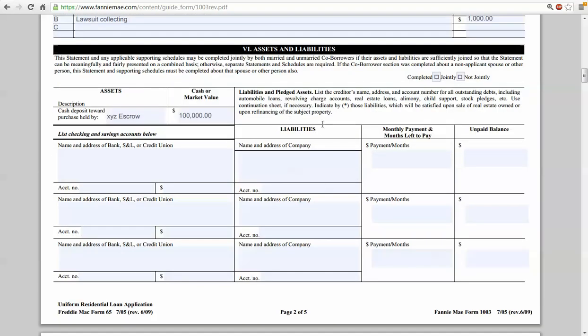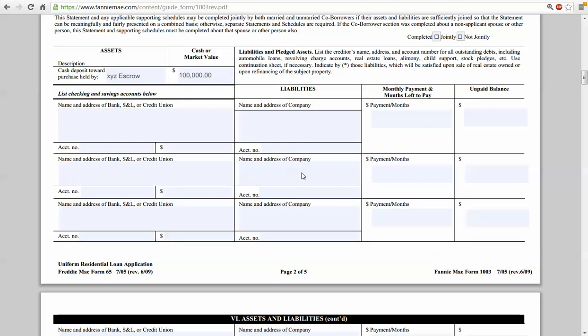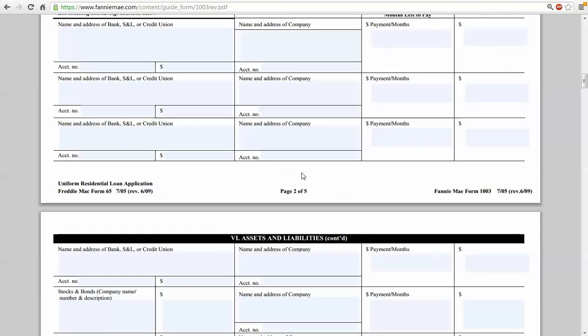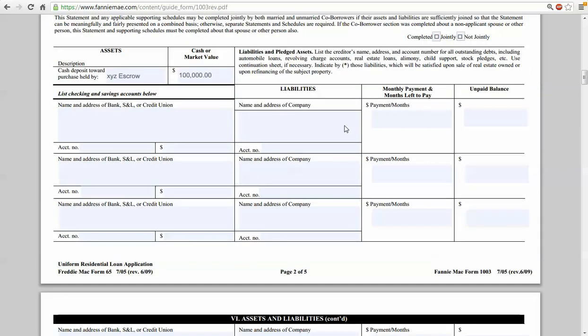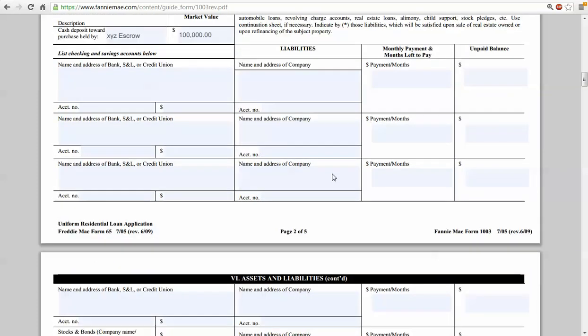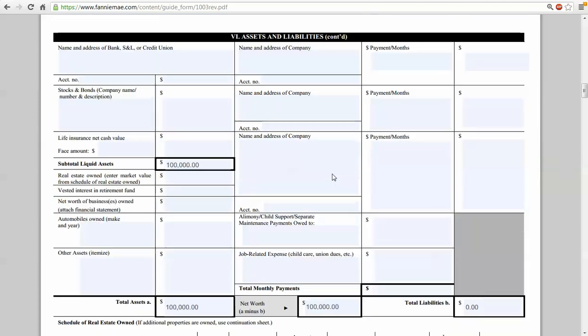This is all of your liabilities. A lot of these can be pre-populated from your credit report. This would be like automobile loans, other property, other mortgage loans that you may have, credit card payments. So just make sure that you detail whatever you can, and then we'll pre-populate the rest from your credit report.